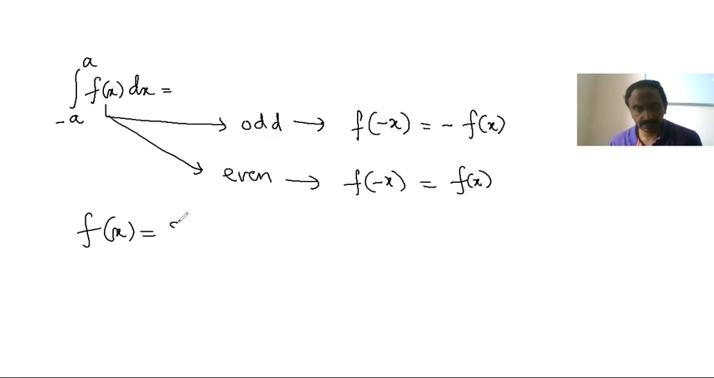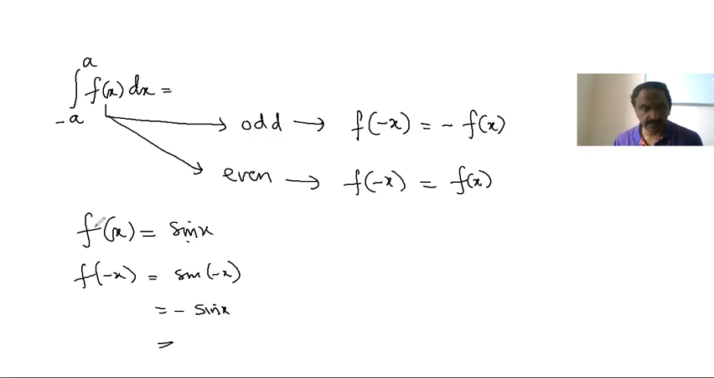f of x equal to sine x. When you replace x by minus x, sine x will become sine of minus x. That minus will come outside. And you have come back to the original. Sine x is nothing but the function of x. So you have come back to the original. Such functions are called odd functions.